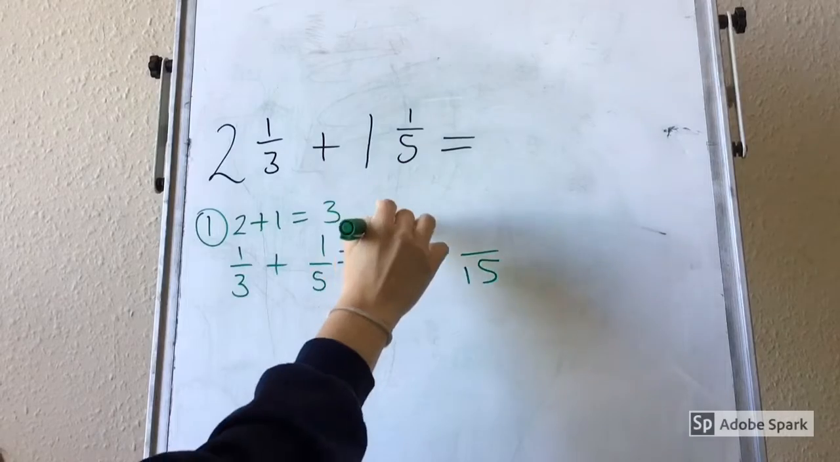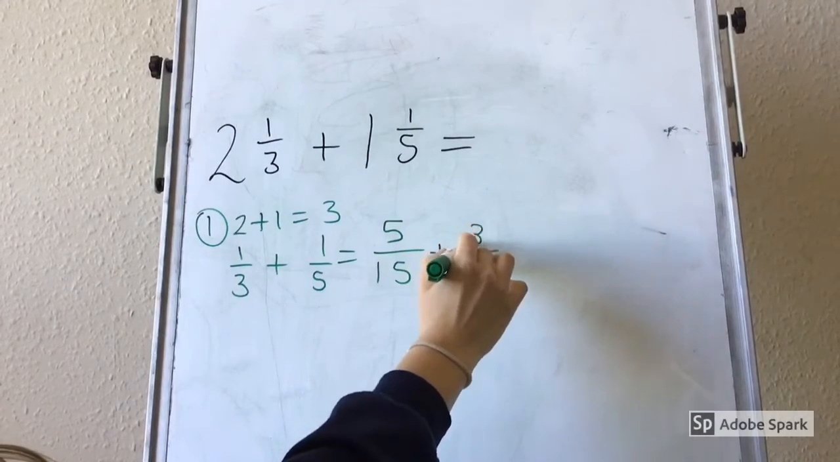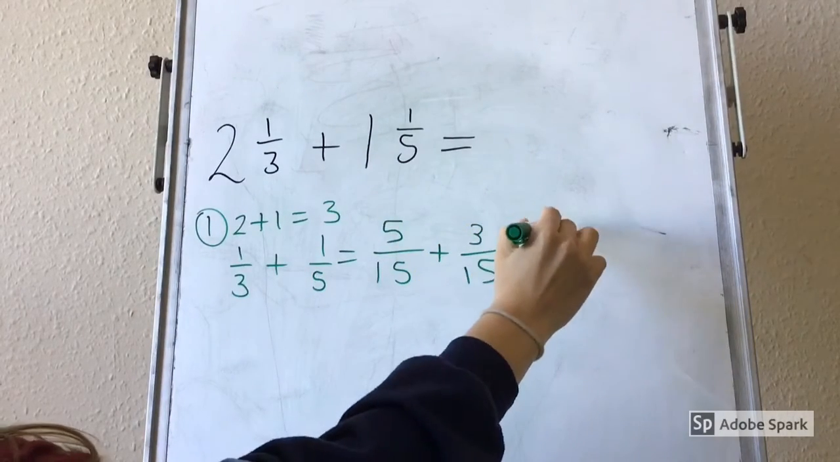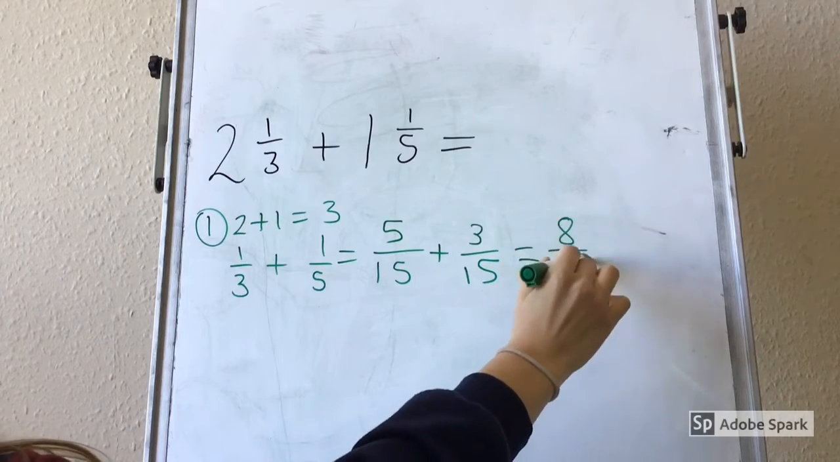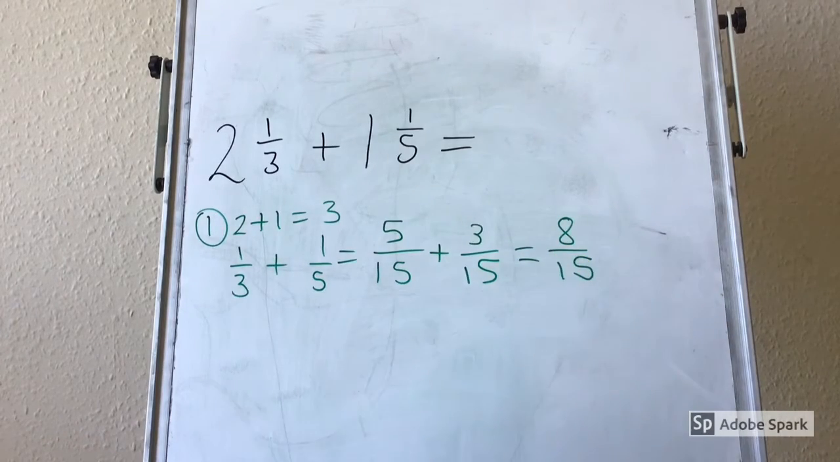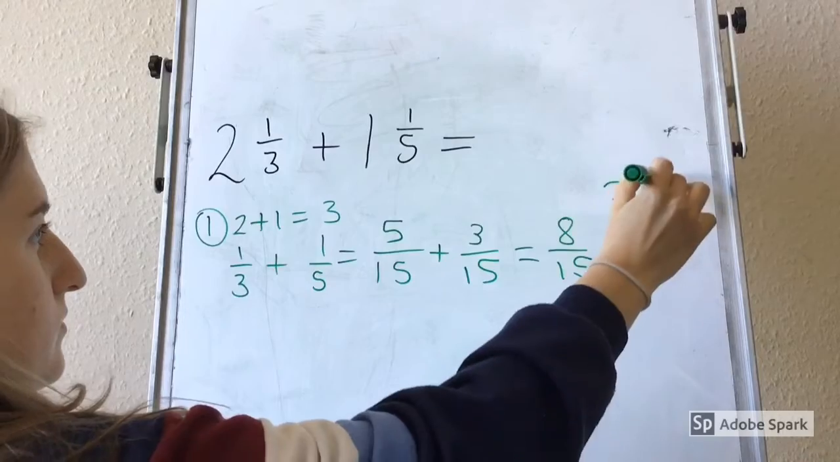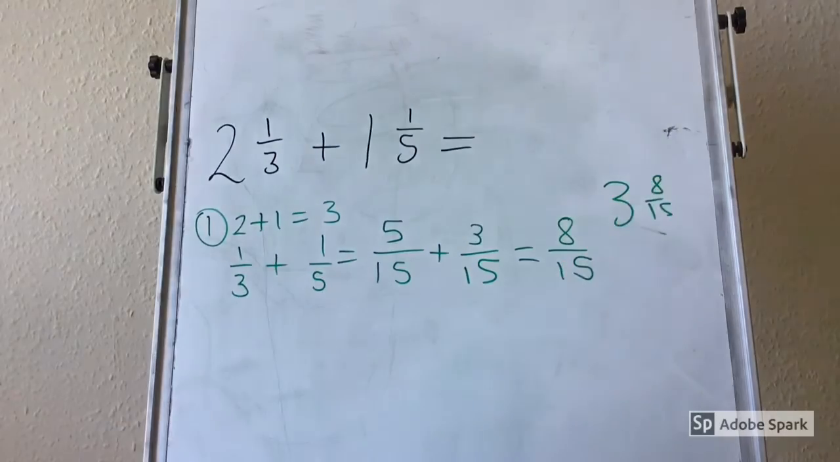I've times 3 by 5 to get to 15, so I times my numerator by 5. Here I times my numerator by 3. 3 plus 5 is 8, so 8 fifteenths. So altogether with my whole number I've got 3 and 8 fifteenths.